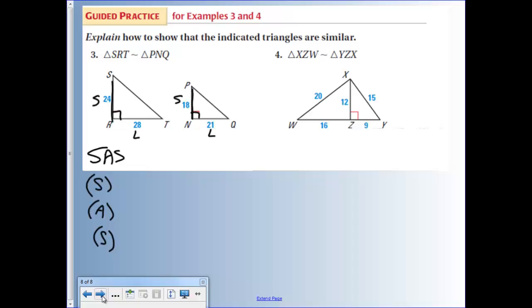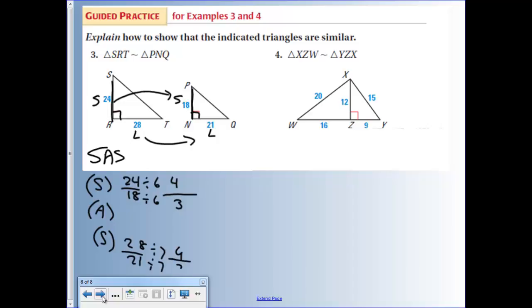You're like 24 and 18. Compare them. 24 to 18. Divide them both by 6. We get 4/3. Boom, that's right. 28 to 21, divide them both by 7. We get 4/3 as well.